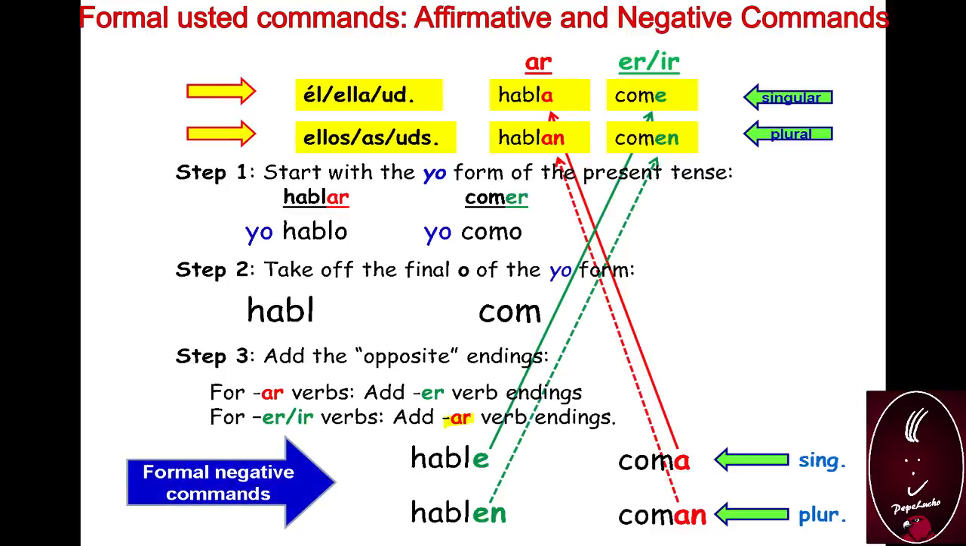For the formal negative commands, for the singular and the plural, we just add the no before the command. Usted no hable, usted no coma, ustedes no hablen, ustedes no coman. That's the way we form usted and ustedes formal, polite, affirmative and negative commands.